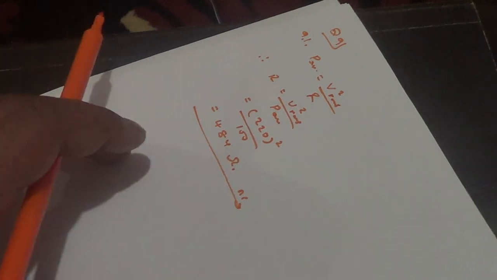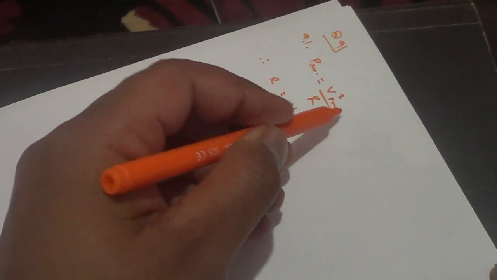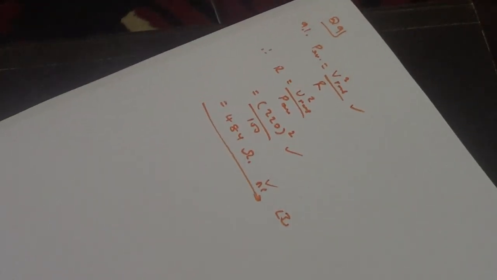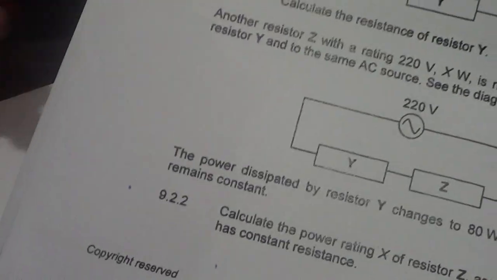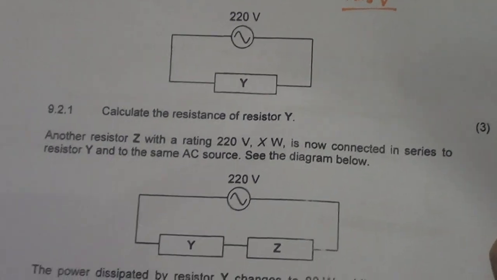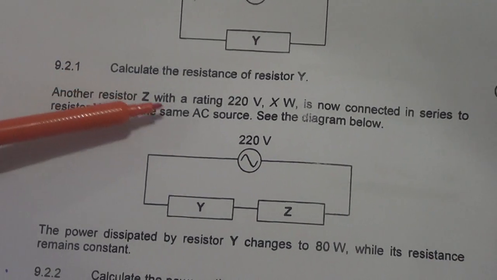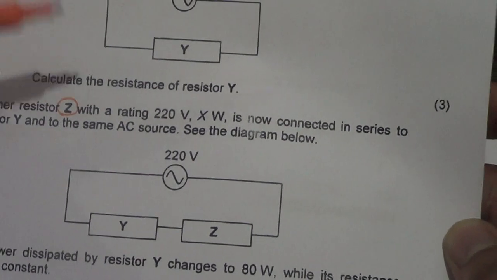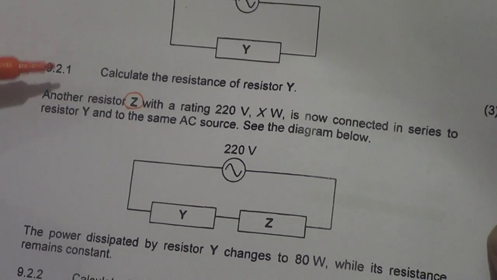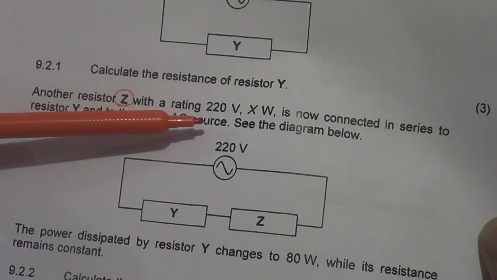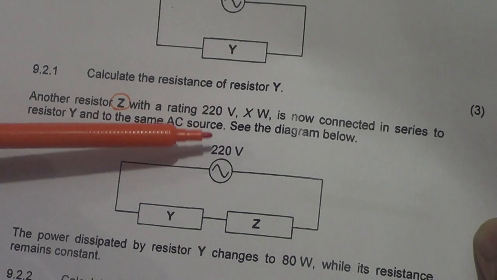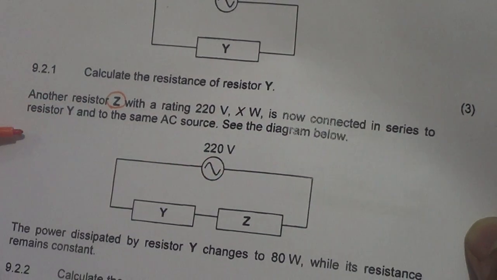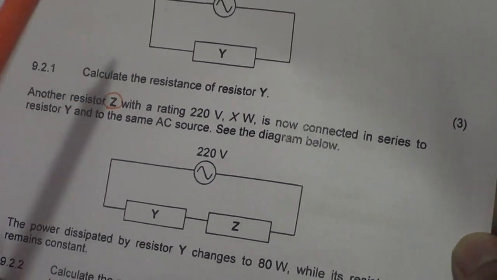So yeah, now for the formula, of course, and for the substitution and for the answer, we take our 3 marks and we say a whole lot of thank yous, because I mean, we feel like the pressure is down. Okay, so it says now, another resistor Z. Wow, my name starts with a Z, you know. So another resistor Z with a rating 220 volts, and X watts, is now connected in series to resistor Y and to the same AC source.